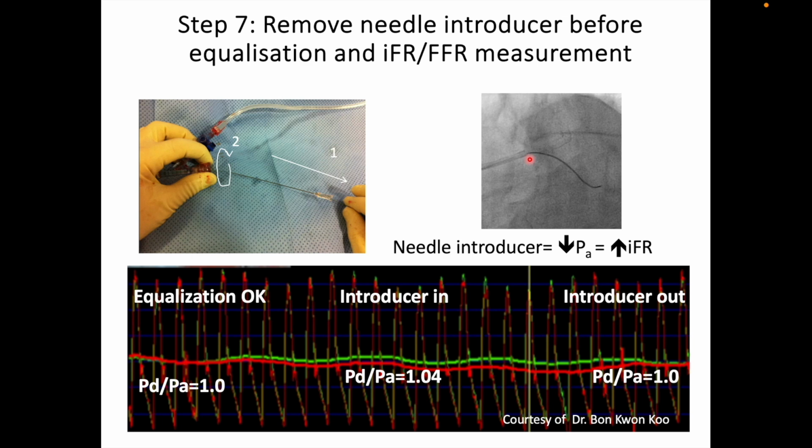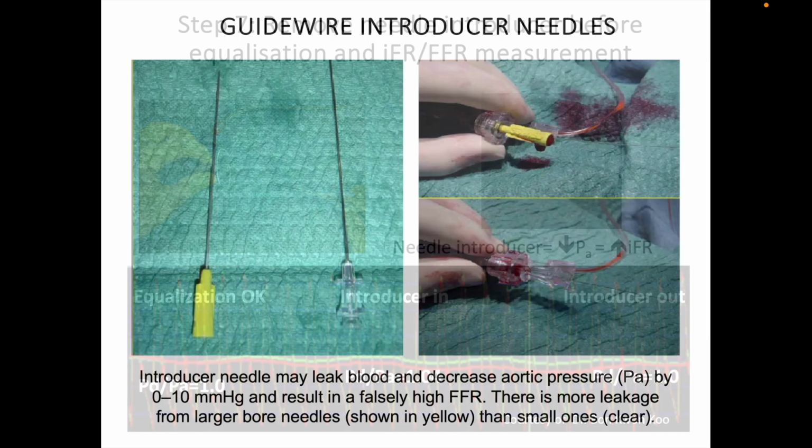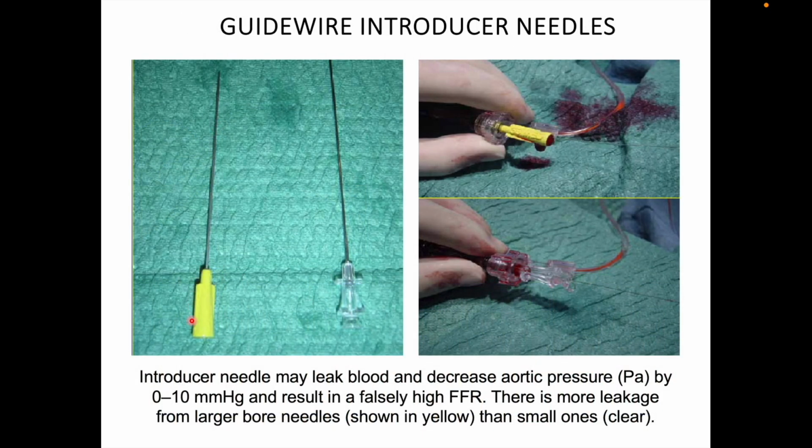But before you normalize this, you've got to remove your introducer which is in the Y connector. Why do you want to remove it? Because there will be artificial pressure leakage from this, and the PA will slightly go down, which may affect your FFR or iFR. So just to show you that there are two types of introducer needles.